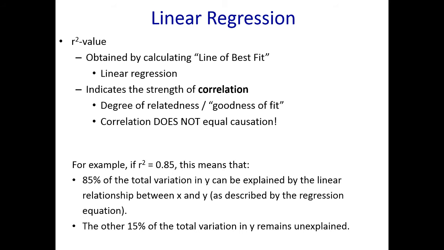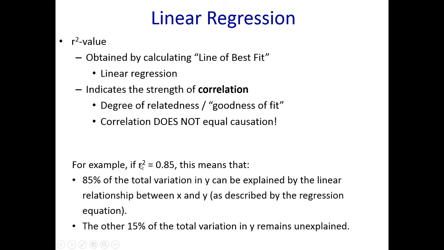When we get our linear regression on Excel, we can not only get our linear equation, but we can also get an R-squared value. This is, again, obtained by calculating the line of best fit, our linear regression. What the R-squared value means, it indicates the strength of correlation, the goodness of fit, or the degree of relatedness. The R-squared value ranges between 0 and 1, so it's going to be a decimal, most likely. And this also reminds us that correlation does not equal causation.